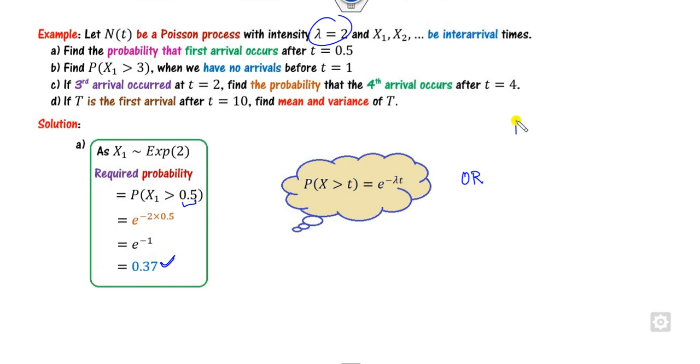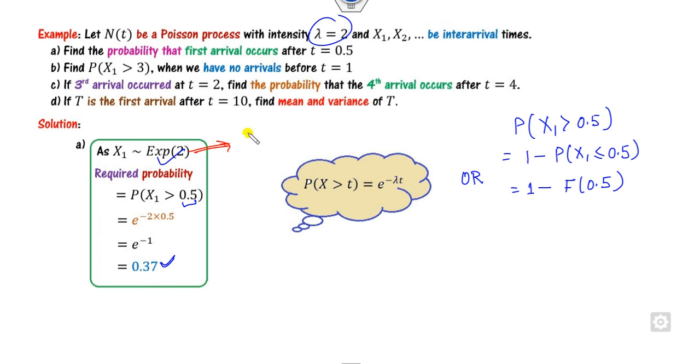Or we can use the exponential distribution. Since xi follows the exponential distribution, I can write this in terms of the CDF, which is 1 minus F of 0.5. What is the CDF of the exponential distribution? The CDF of the exponential distribution is 1 minus e to the power minus lambda x. So I can substitute this value, x is my 0.5. Here you can see 1 and 1 will be cancelled out, and e raised to power minus 1 is the same answer.